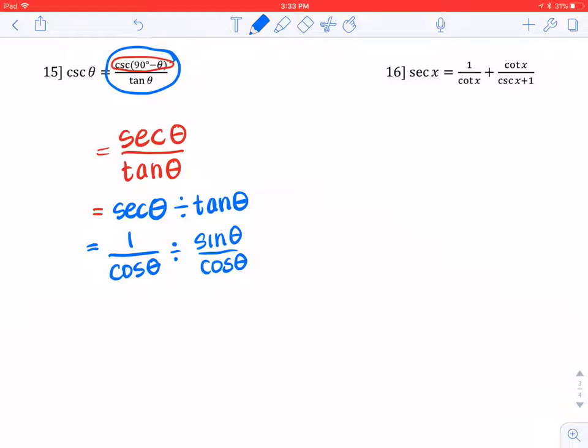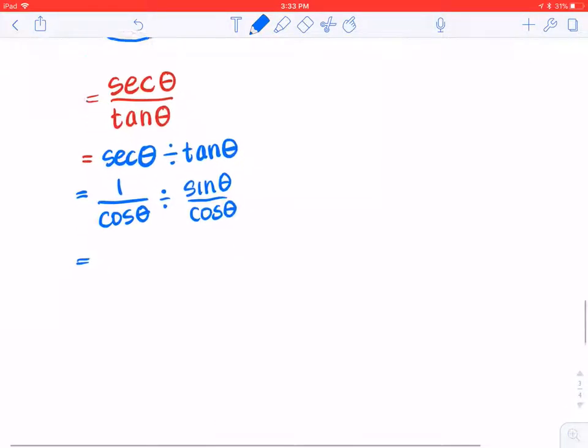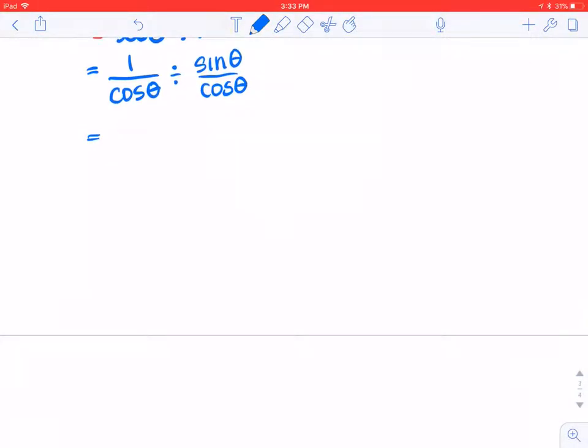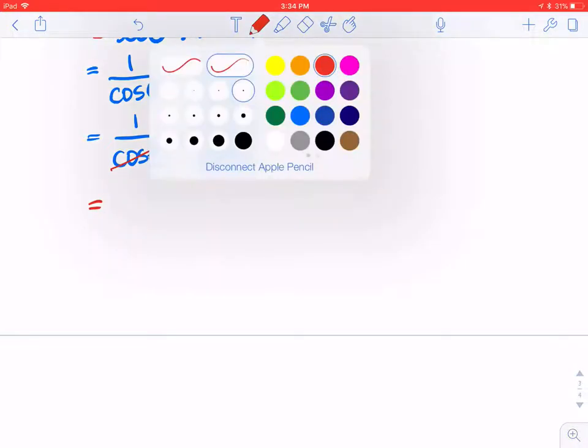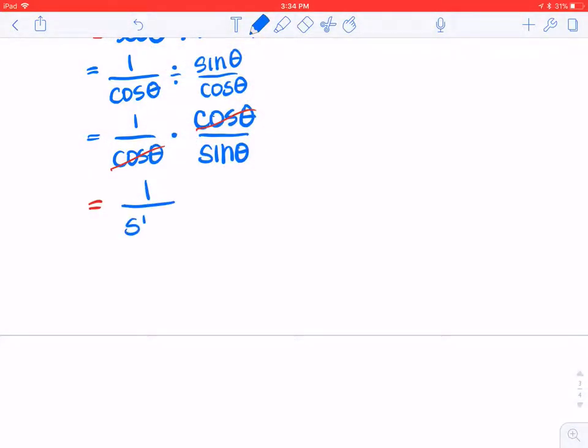Now I can say I don't divide by fractions, I'm going to multiply by the reciprocal. So now I have 1 over cosine times cosine over sine. I can now simplify this because I see that I have a cosine of theta over cosine of theta, which simplifies to 1, and I'm left with 1 over sine of theta. My last substitution is I can simplify 1 over sine of theta to cosecant of theta.